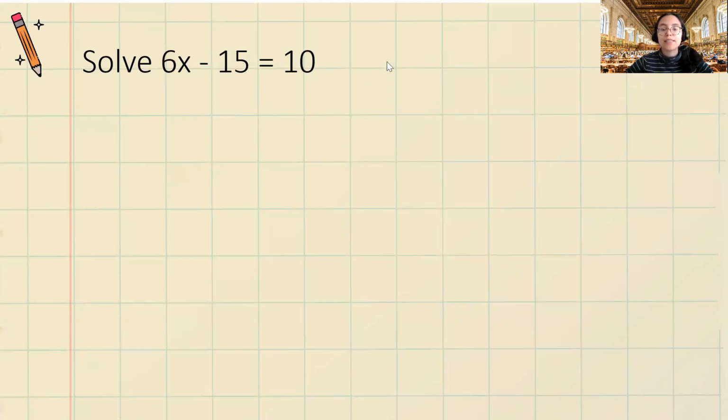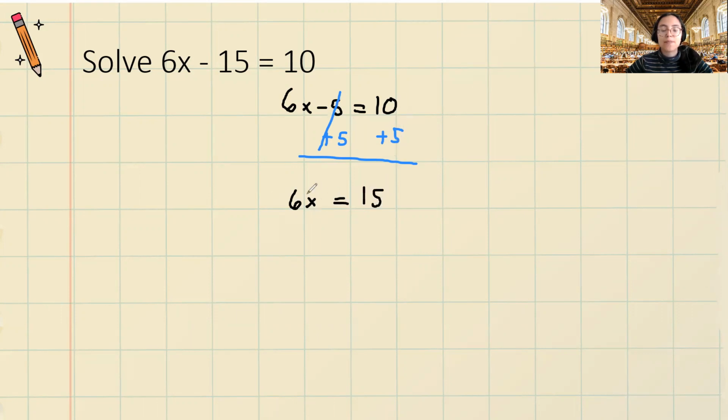Here we have 6x minus 15 is equal to 10. So I'm going to start here. I'm going to add 15 to both sides. Okay, then these will cancel. I can bring down my 6x, my equal sign, and 10 plus 15 is going to give me 25. Now I have 6x is equal to 25.